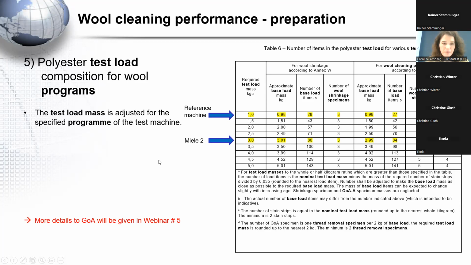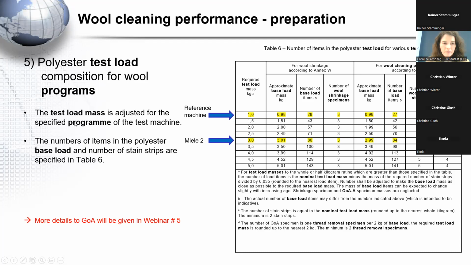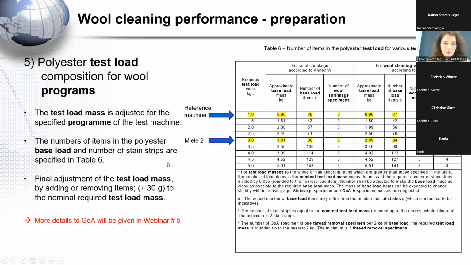So it's 3. Yes. So you can adapt the test load mass by removing or adding base load items. So it should be close to the 1 kilo or 3 kilo plus minus 30 grams.